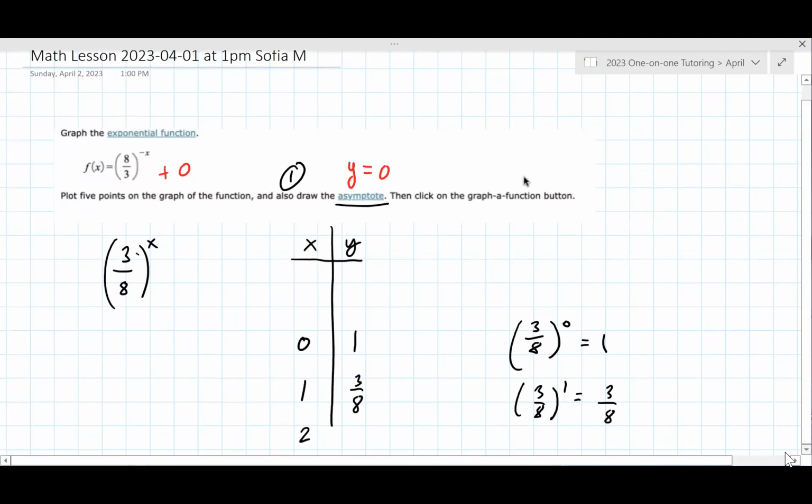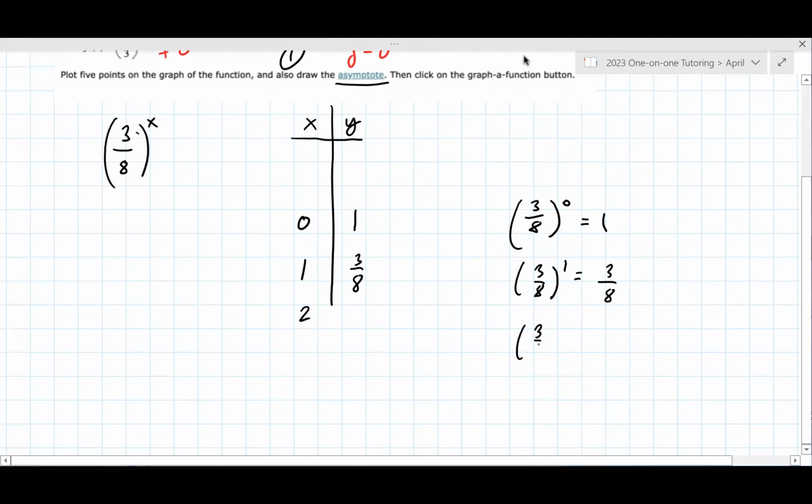Not as good, but we need 5 points, unfortunately, so we're going to have to do this. You square the top, you square the bottom. 9/64. All right, that's the easy part. It didn't feel easy, but that supposedly is.